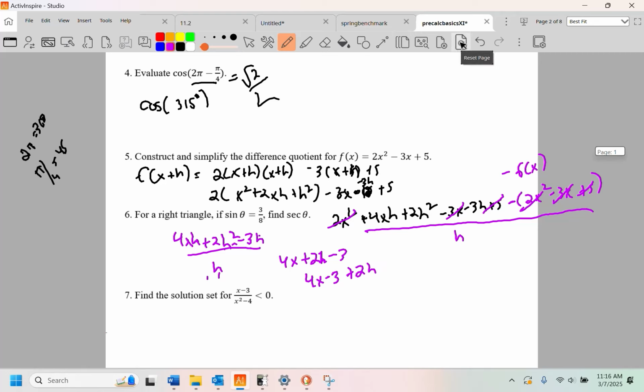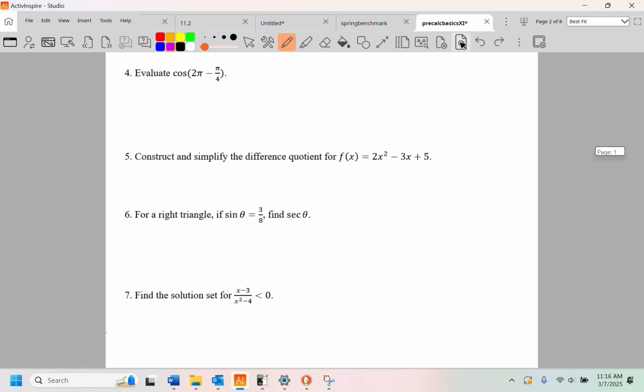Number 7 is find a solution set for x minus 3 over x squared minus 4. About the only thing I can tell you is true is that x minus 3 is less than 0, which tells me that x is less than 3. Okay? That's going to be a true fact. X is going to be less than 3. Now, I can find what we call critical values of x. X squared minus 4 is not 0. Therefore, x is not plus or minus 2.